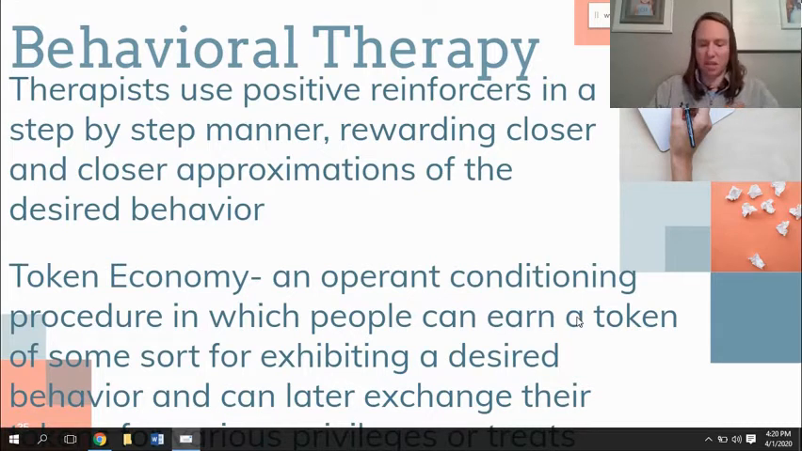So let's write down token economy. Even if you've never heard of the term token economy, I promise you are very familiar with the concept of a token economy. And it probably works for you. Works for most people. Worked for me. So it's an operant conditioning procedure.